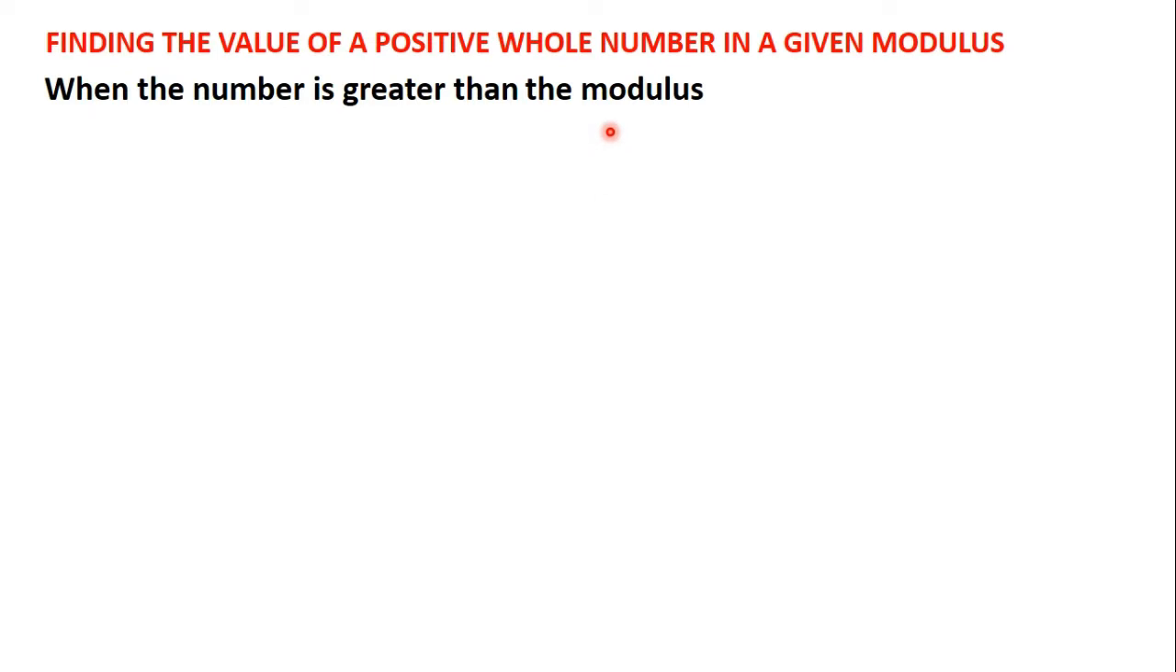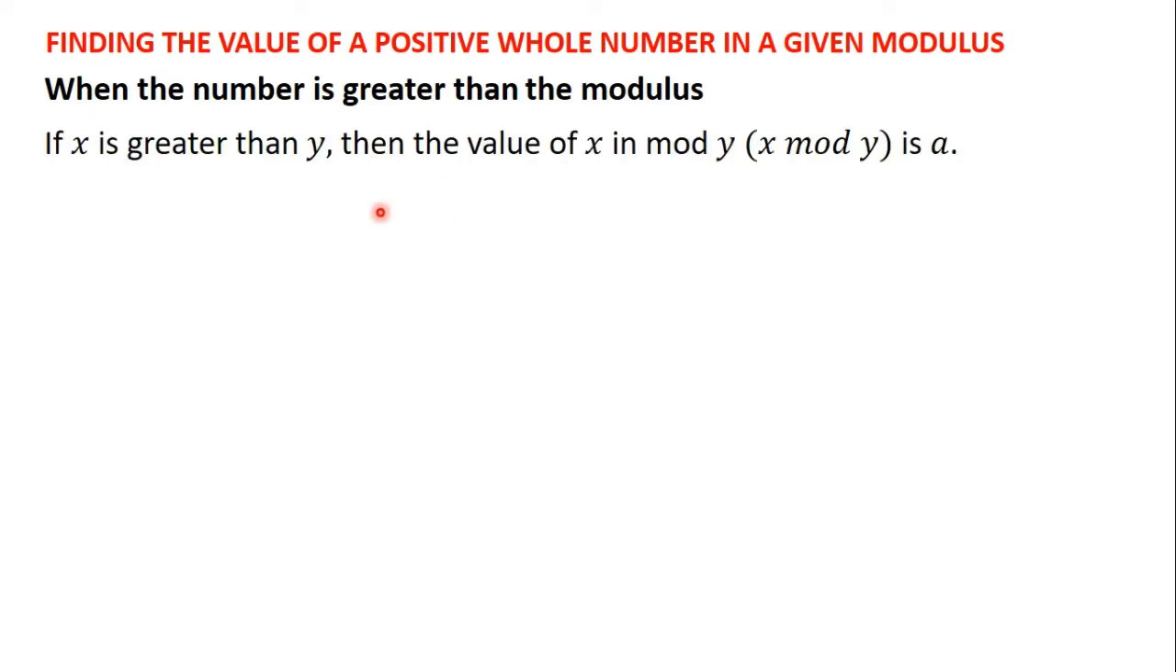The third condition is when the number is greater than the modulus. We have considered when the number is less than the modulus and when the number is equal to the modulus. We are now going to consider when the number is greater than the modulus. If x is greater than y, then the value of x in mod y, which is written as x mod y, is a. And a is the remainder when x is divided by y.